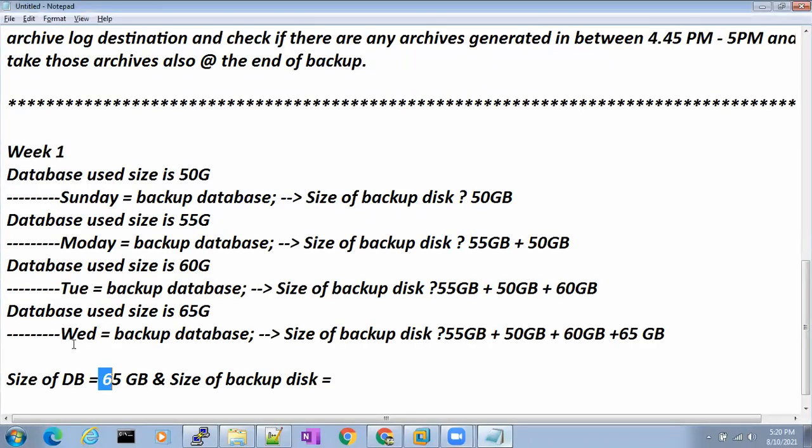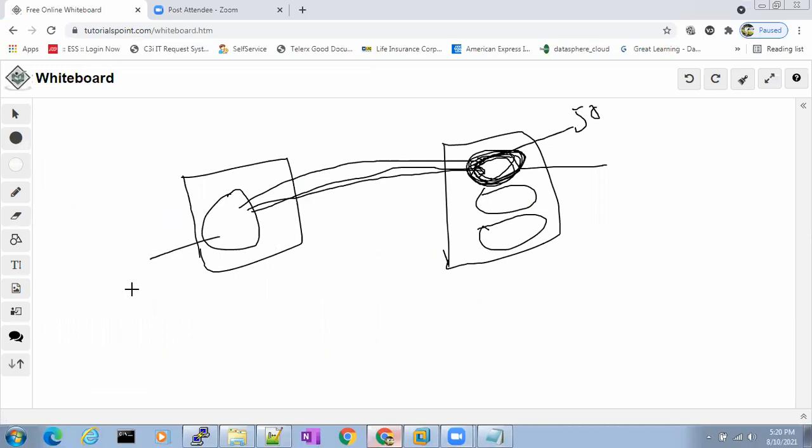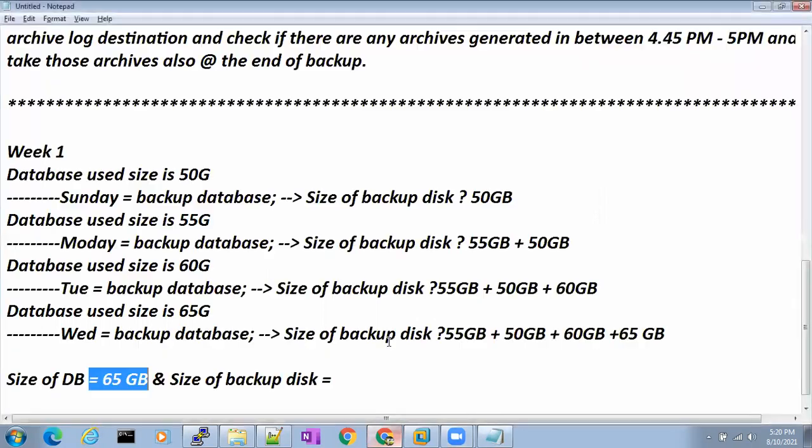Now I said, at the end of Wednesday, the size of the database is 65 GB. But the disk space occupied is how much? Yeah, 230 GB, Balraj. 230 GB.